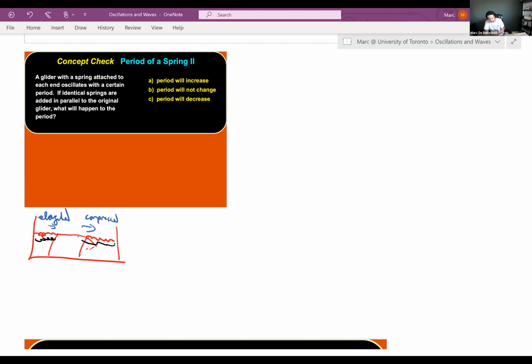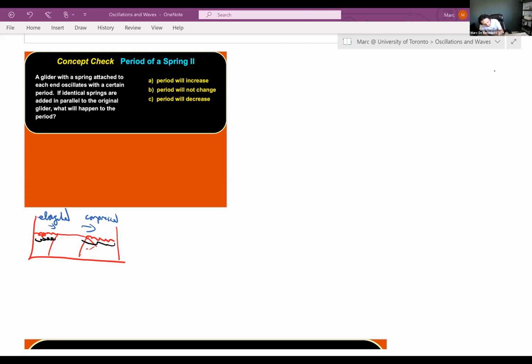Okay, it looks like we've plateaued, so I'm going to stop the polling and share the results. Democratically, we have an answer of B as the winner. 53% of you said it will not change. Then 33% said the period will decrease, and 13% said it will increase. Let's see if this makes sense.